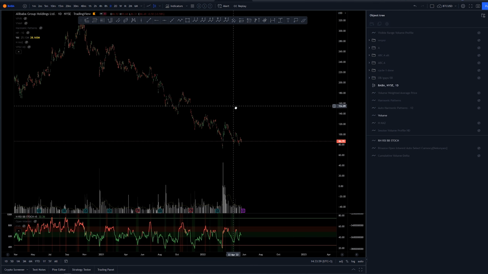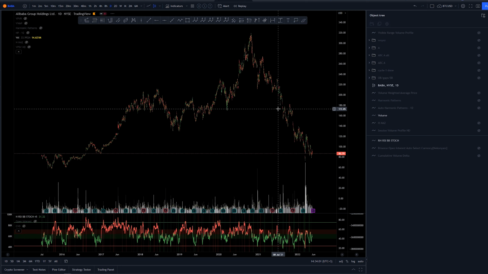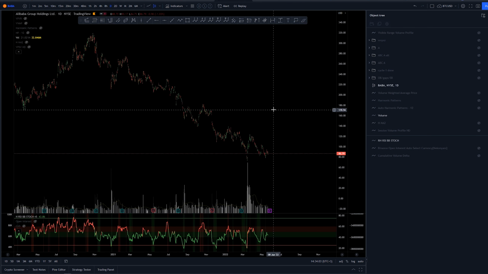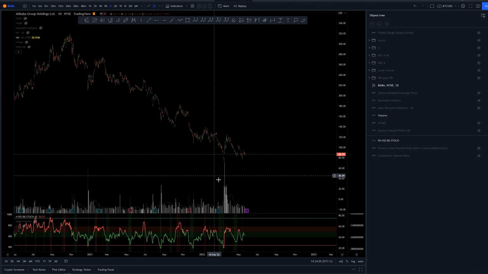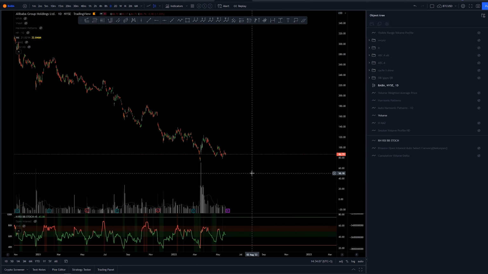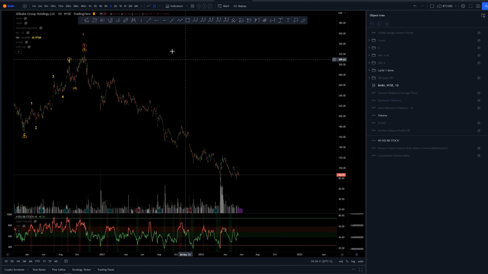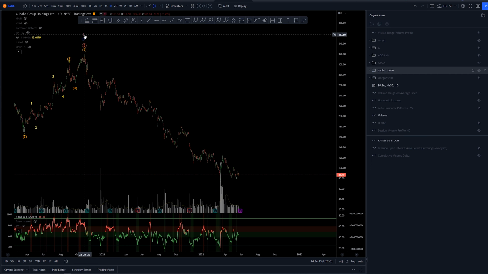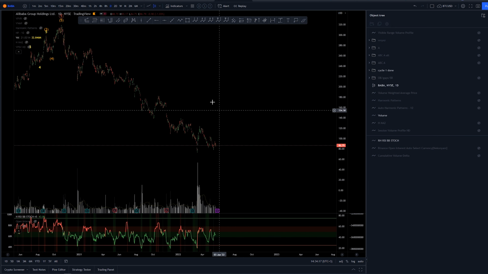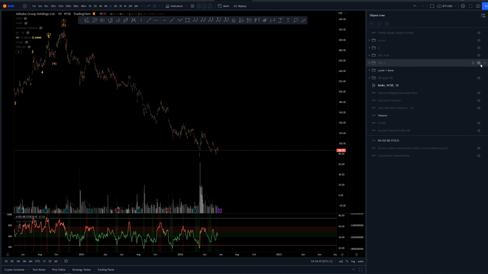Let's get going. So last time we were taking a look at this was a few weeks ago, and since then we have had some action here on the charts. Basically, where we left off, we had a cycle 1 completed up here, and now we were in a massive downtrend here.